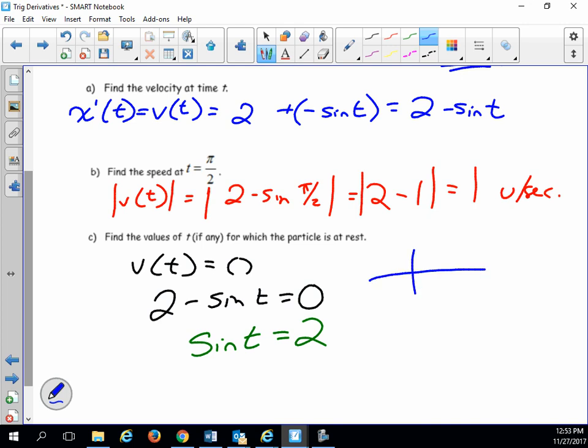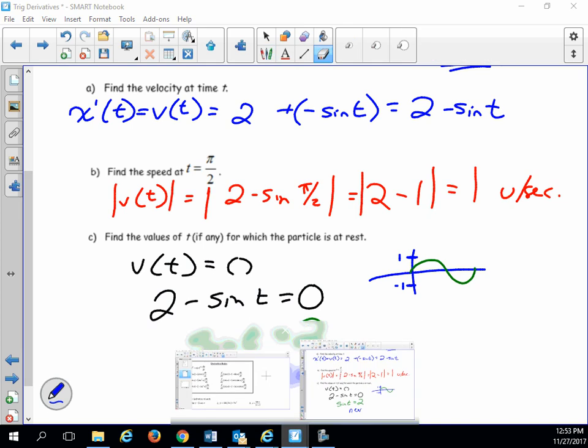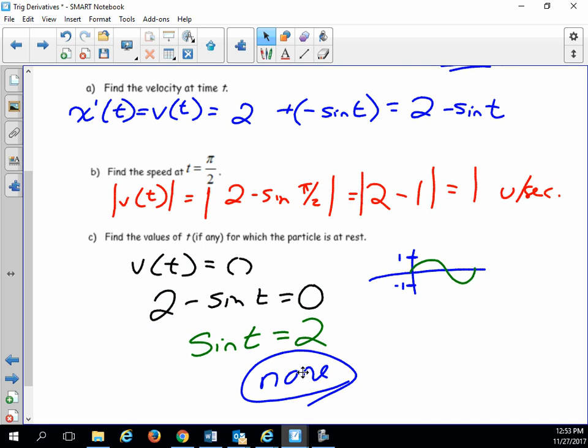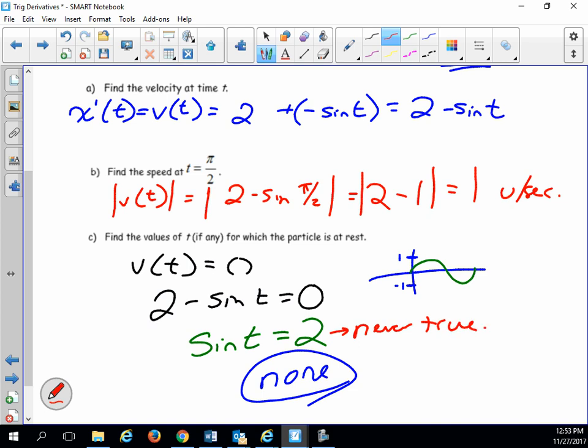Here's a reminder of what the sine graph looks like. Does the sine graph ever go to 2? Or does it never go to 2? So, find the values. None. There are no values. Never true. There are no values for which that is true.